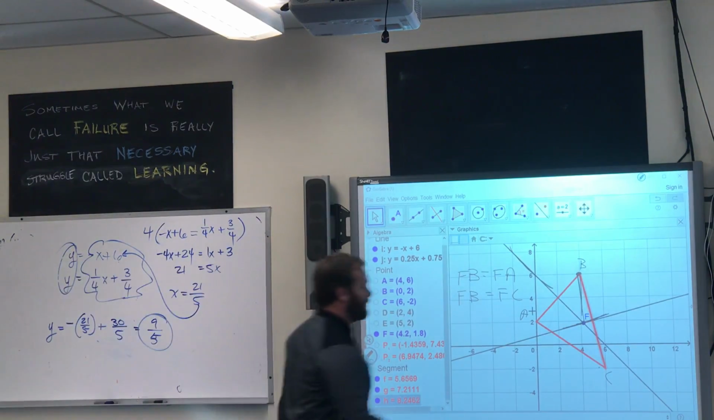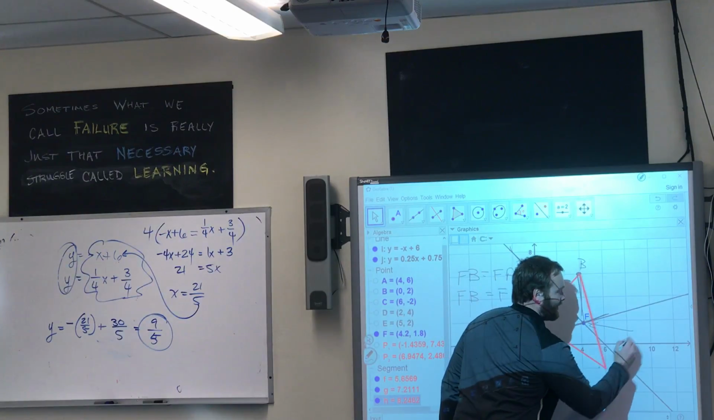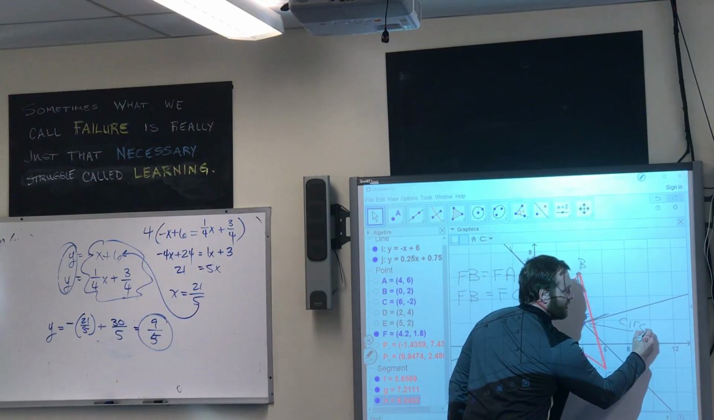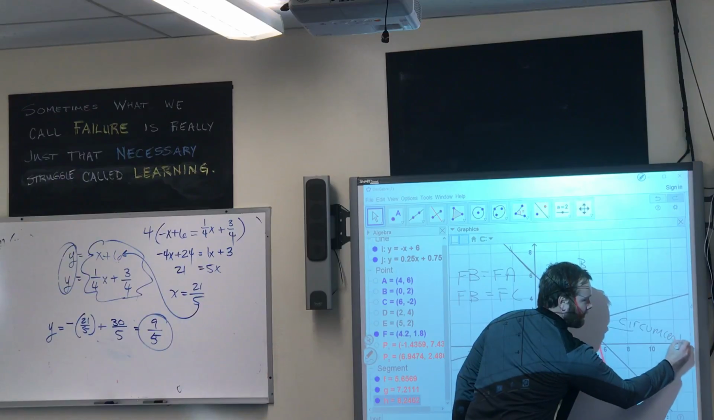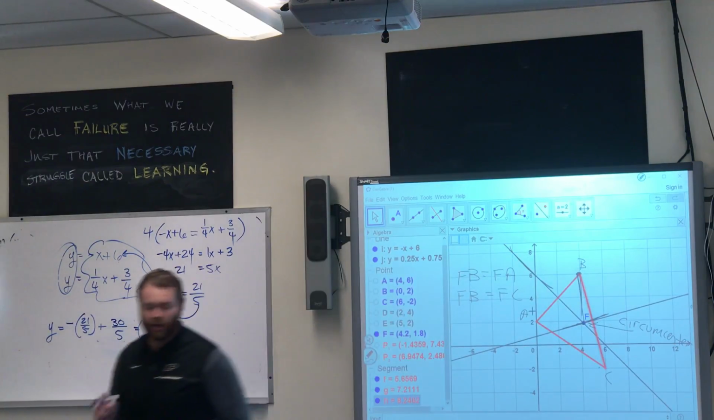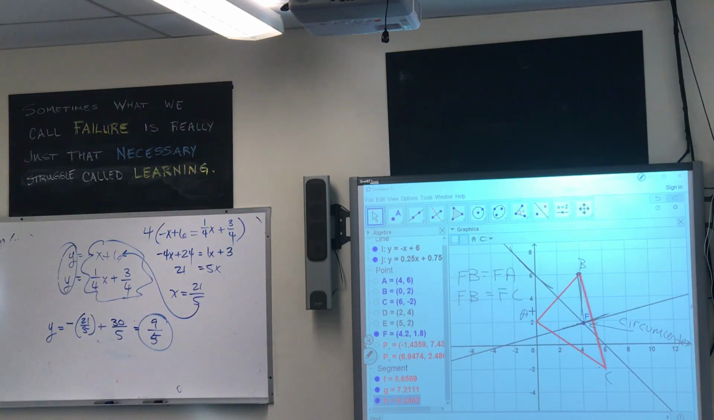Okay, so this point right here, we have a name for it. It's called the circumcenter. Write that down. Circumcenter. What's circum mean? Circle. Circumference means circles, right? It talks about circles. When I say circumvent, that means to go around something, right? So circum means circle. Center means center, right? What this means is this point F.